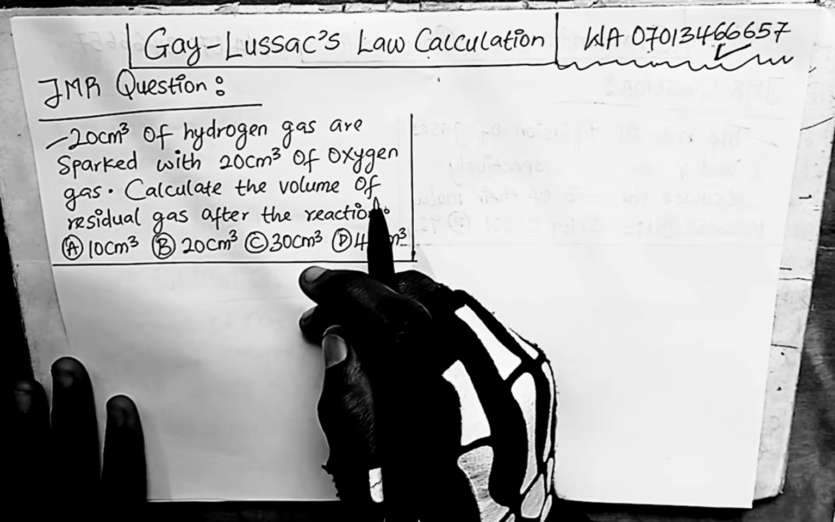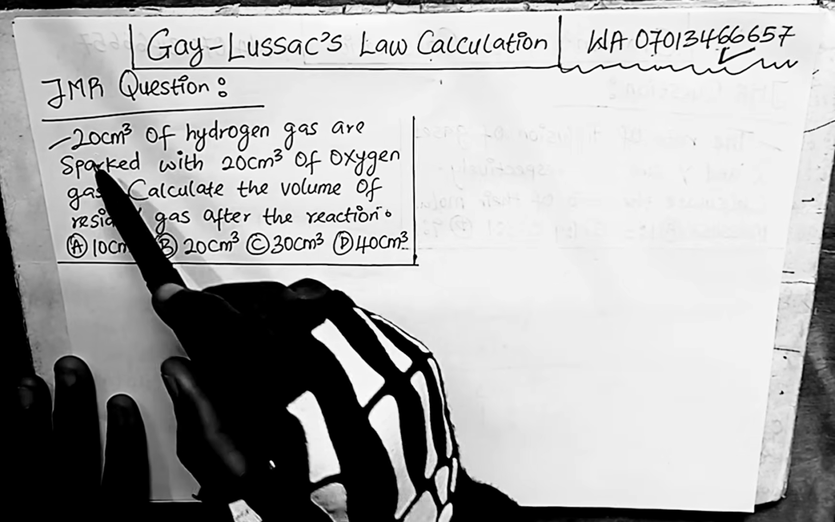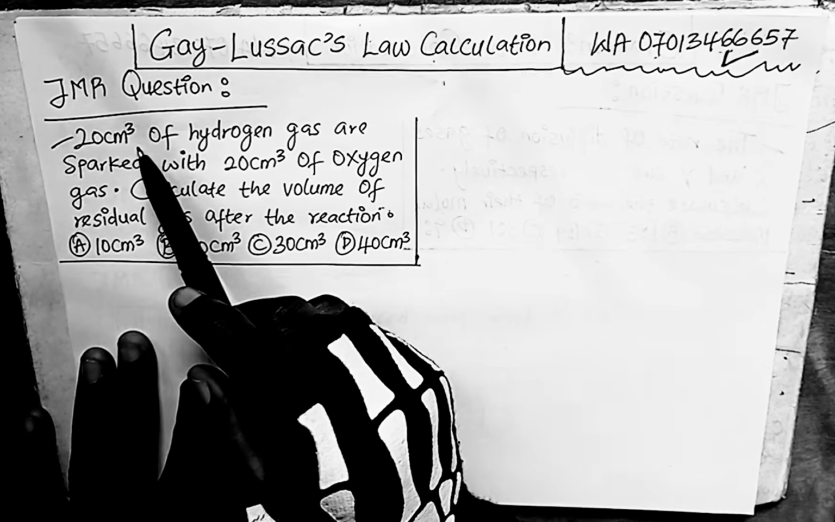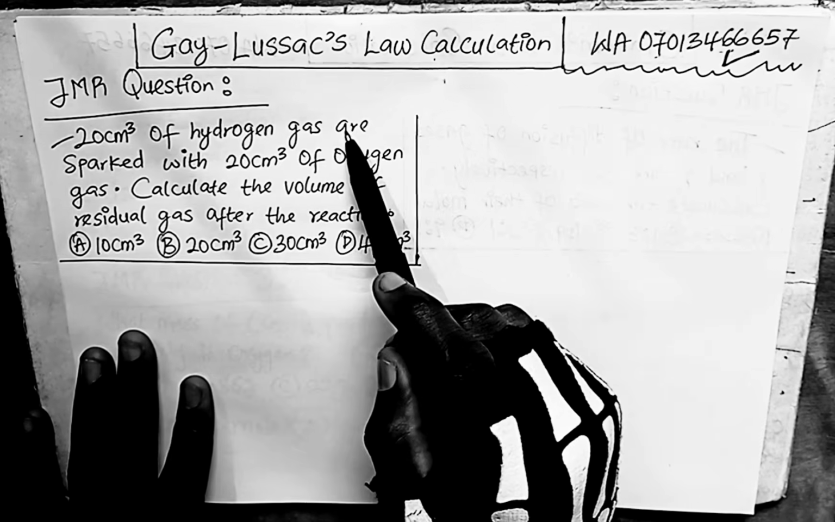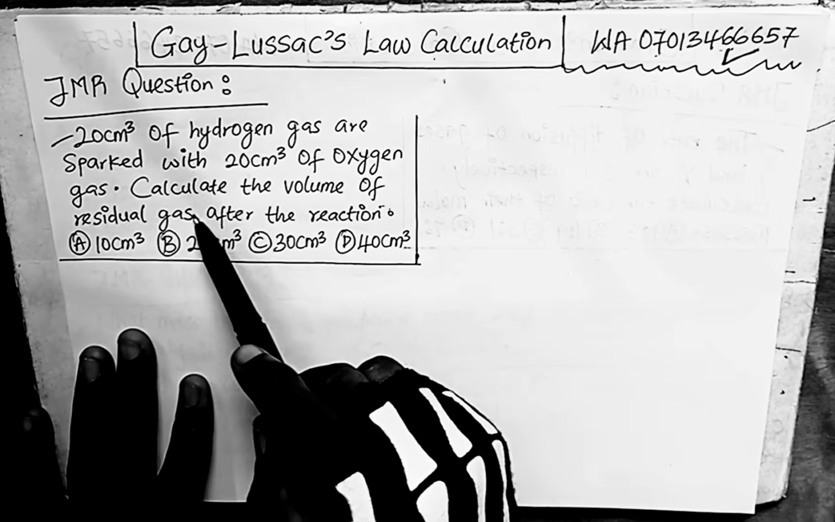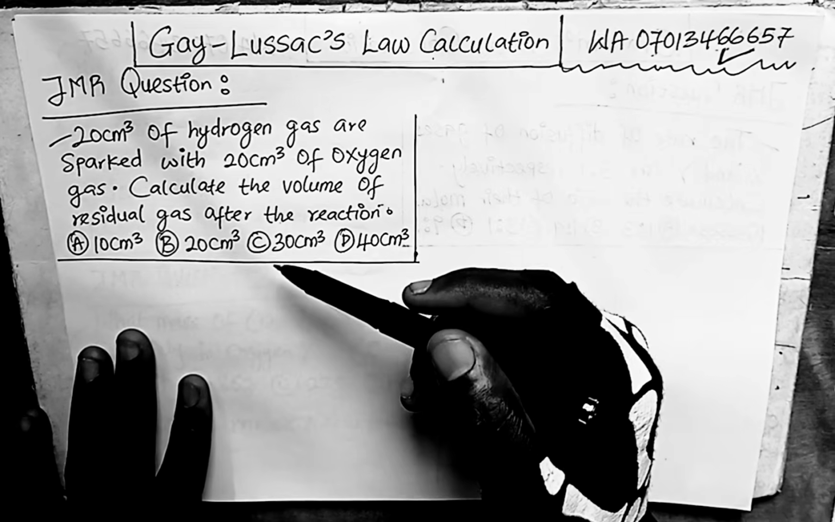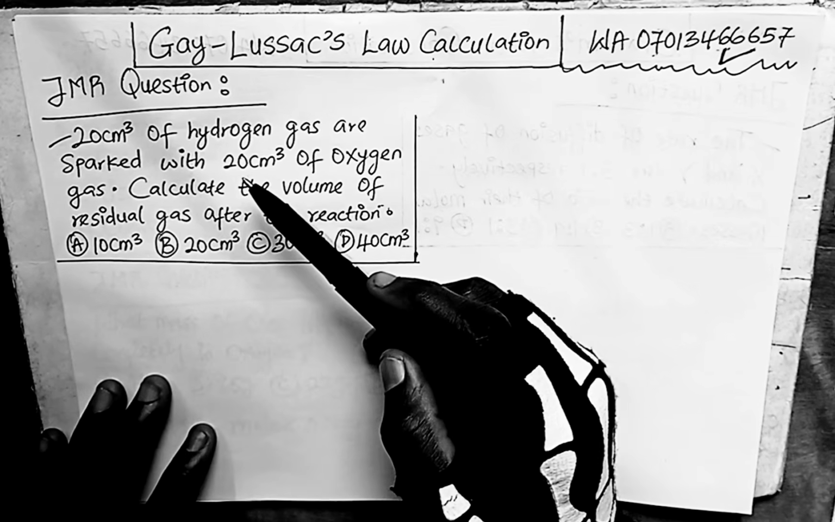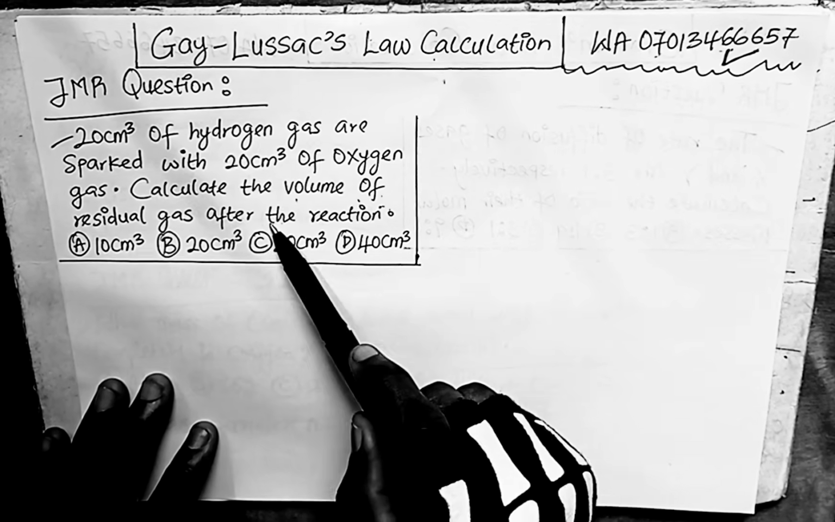All right. Now, let's look at the question we have in front of us here. JAMB must-repeat question under Gay-Lussac's law. The question reads, 20 cubic centimeters of hydrogen gas are packed with 20 cubic centimeters of oxygen gas. Calculate the volume of the residual gas after the reaction.